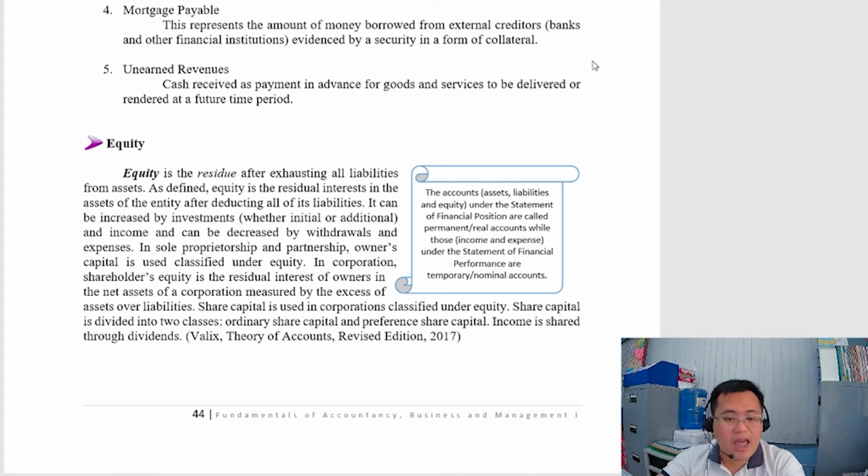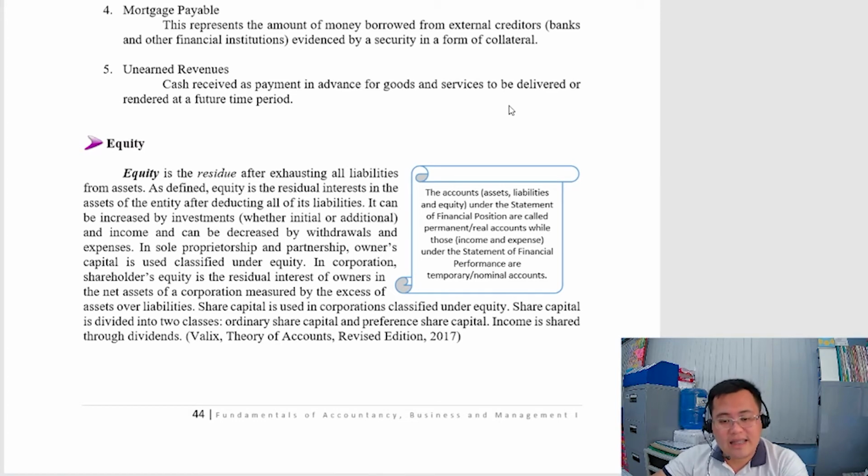So simply stating, in a sole proprietorship and partnership, we use the capital account under equity. But for corporations, we use share capital. Okay? For corporations, share capital is divided into two classes. The first class is ordinary share, and the second class is preference share, which will also be further discussed in the next chapters. Income is shared through dividends. So in a corporation, usually income is shared or distributed through dividends.